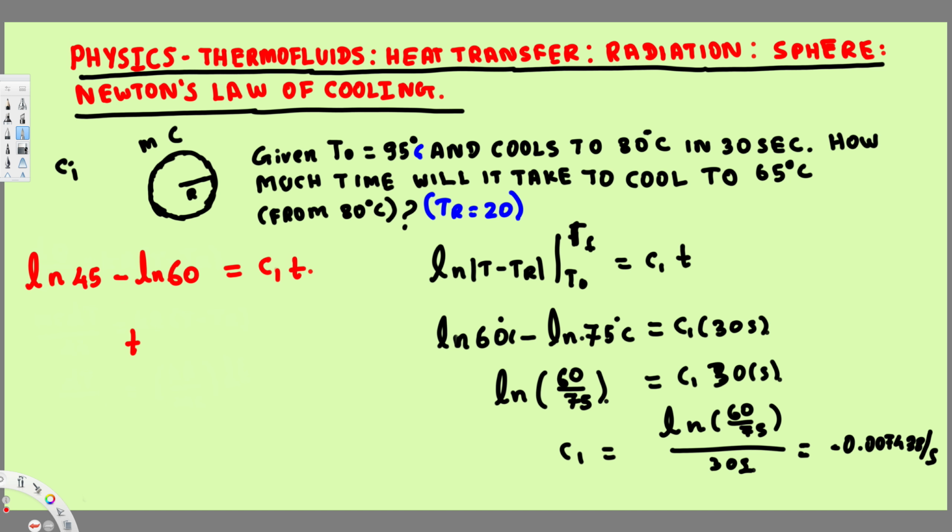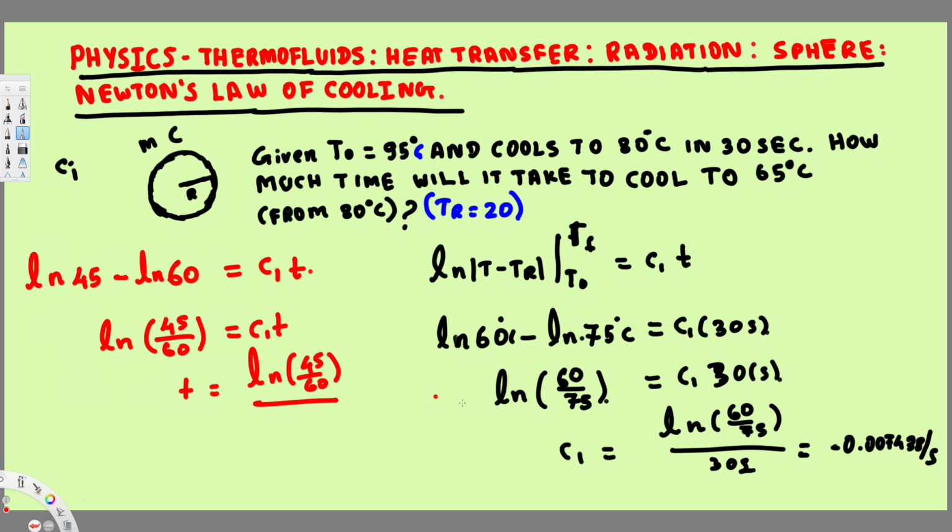Now let's solve for our time. So let's express this one in a better way first. This can be expressed as ln 45 over 60. Again, if you notice, the 45 numerator is smaller, the denominator is higher, so we are going to have a ratio that's less than 1. So this is also going to be negative. And on the other side we are going to have C1T. Here we are trying to solve for T. T is going to be equivalent to ln of 45 over 60 over C1.